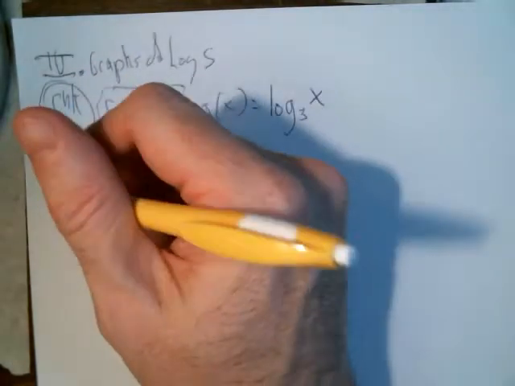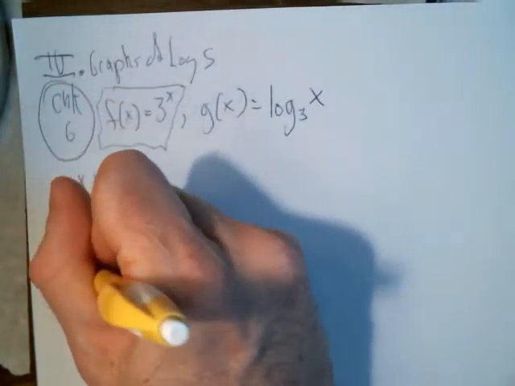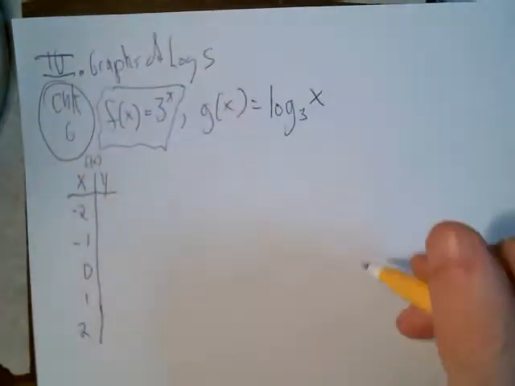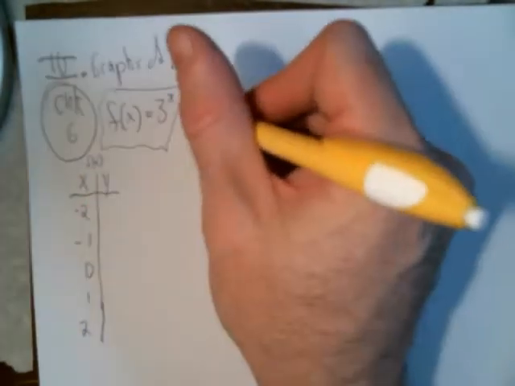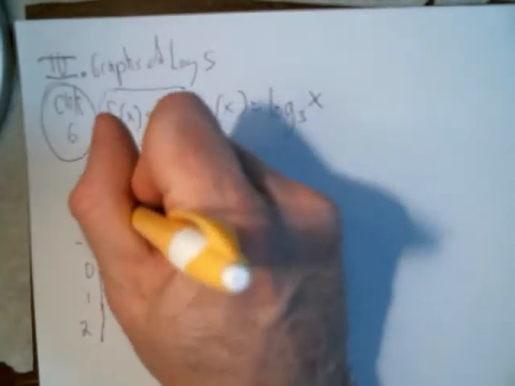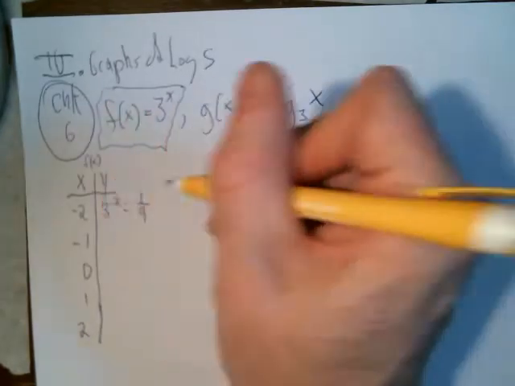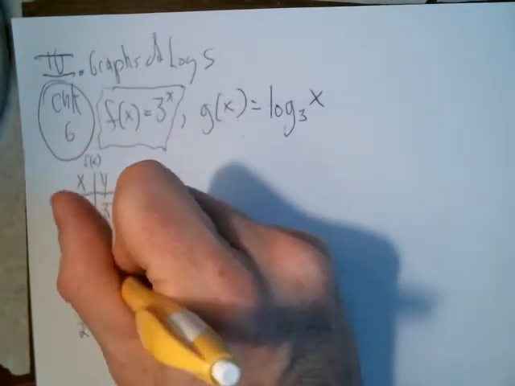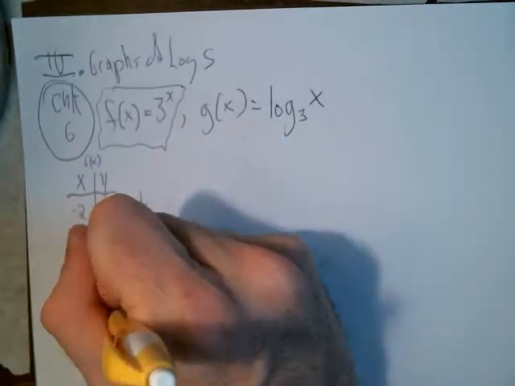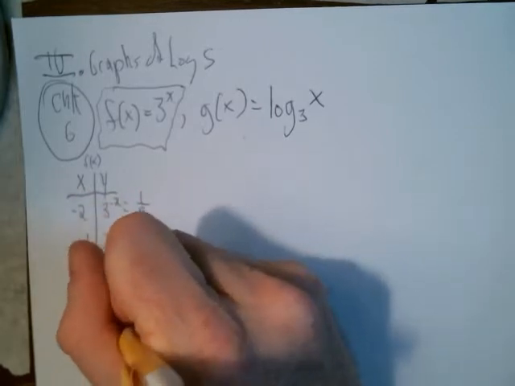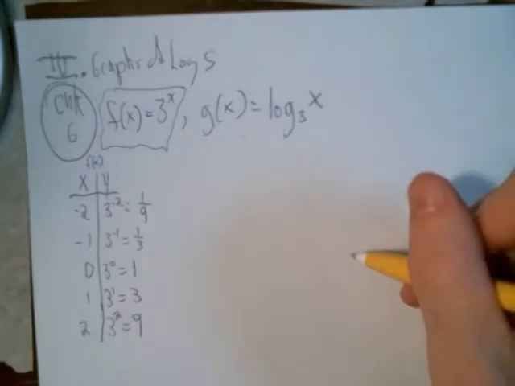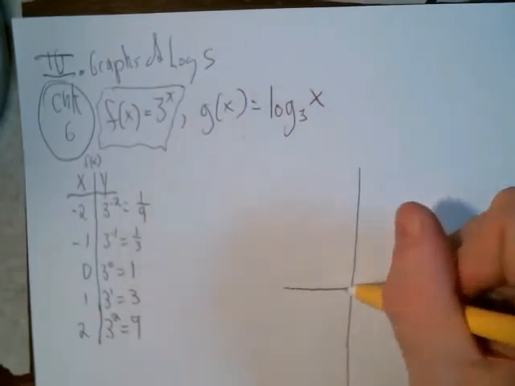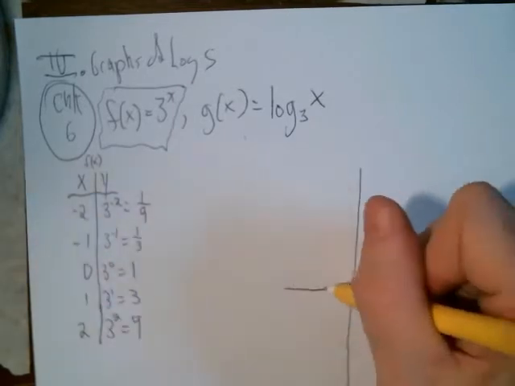Okay, so I can go -2, -1, 0, 1, 2. This will be f of x. So putting -2 into this, 3 to the -2 is the same as 1 over 3 squared, in other words, 1/9. 3 to the -1 is the same as 1/3. 3 to the 0 is the same as 1. 3 to the 1 is the same as 3. 3 squared is the same as 9. Okay? So eventually we're going to zip over here and graph it. Let's see what we have so far.